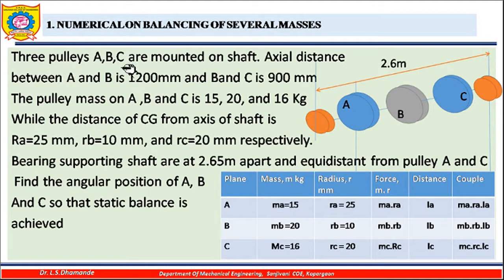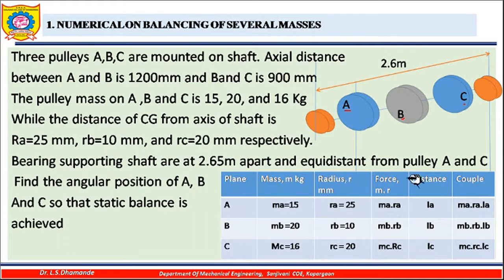There are three pulleys A, B, C as specified in this diagram: pulley A, pulley B and pulley C, mounted on a shaft. The axial distance between A and B is 1200 mm, and between B and C it is 900 mm. The pulley masses on A, B and C are 15, 20 and 16 kg.